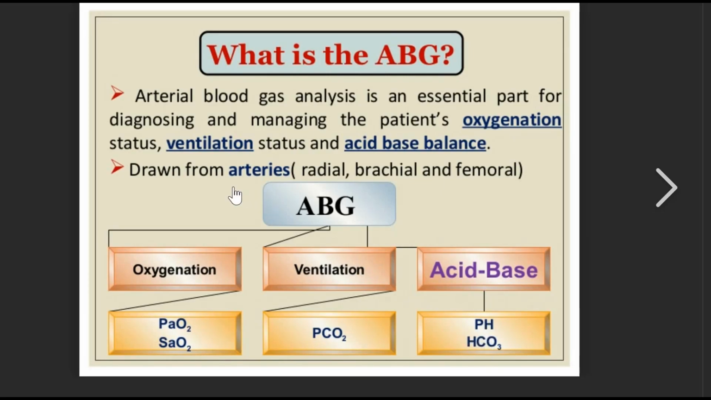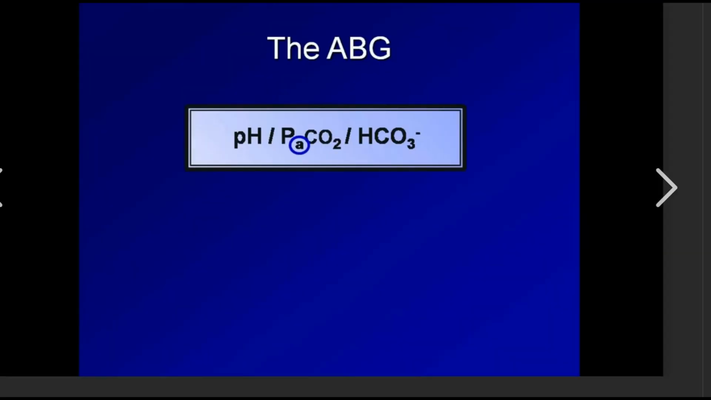Arterial blood gas is drawn from the arteries. It can be from radial, brachial or femoral artery. As a beginner, to interpret ABG, you have to know what is pH, PaCO2 and bicarb and the normal values of all these three, pH, PaCO2 and bicarb.